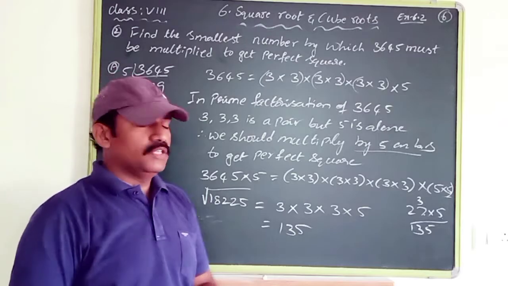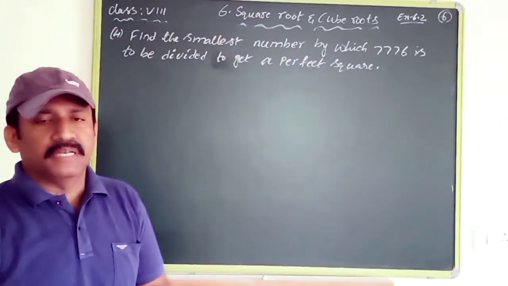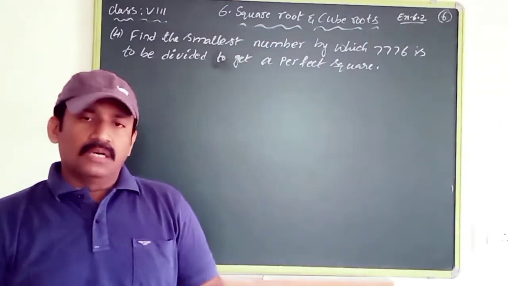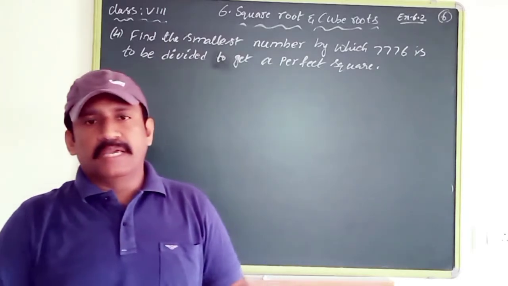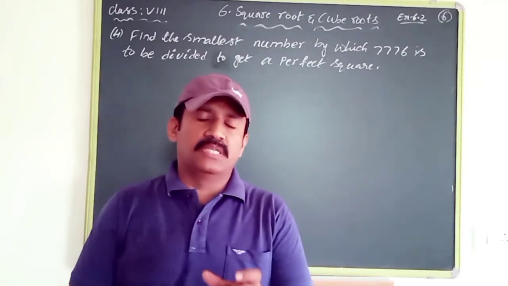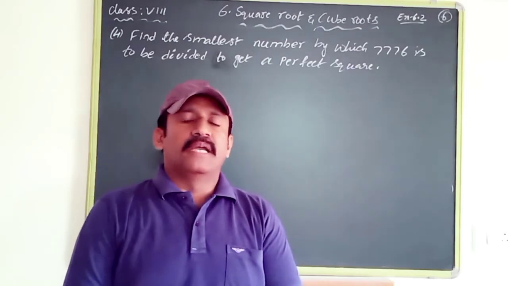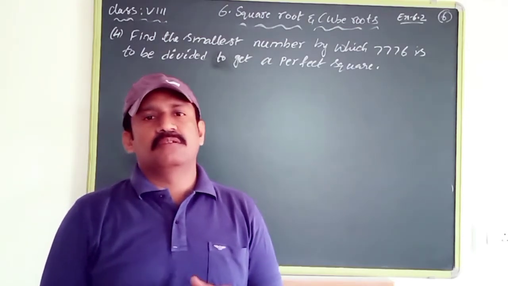So I hope you understood this one. The next question will continue. The next question is question number 3. You can try that problem like the previous problem we have discussed, how to find the number by which to multiply to get a perfect square.